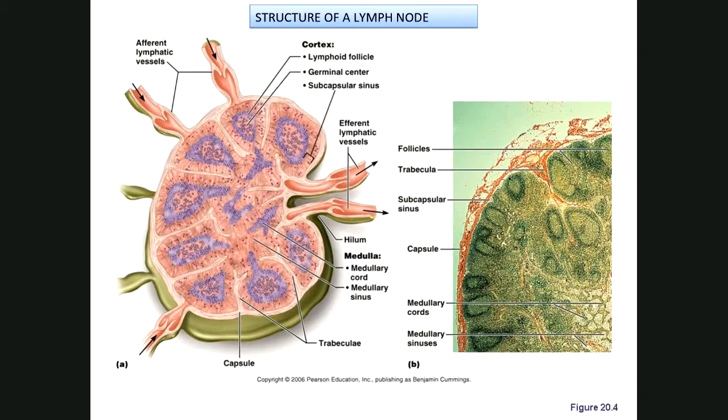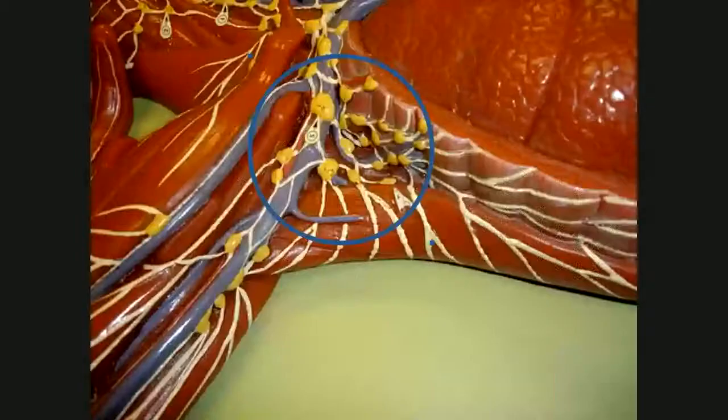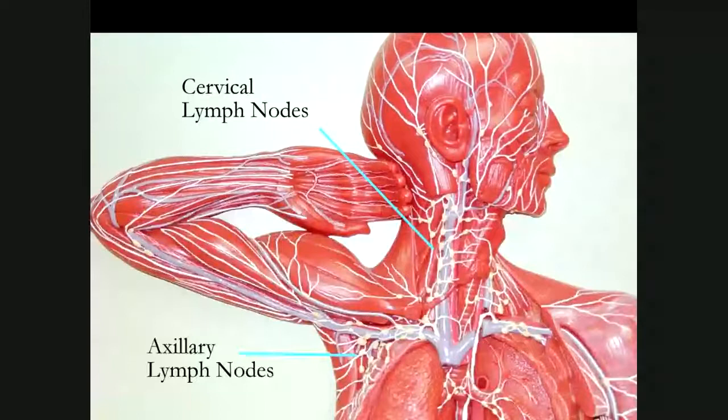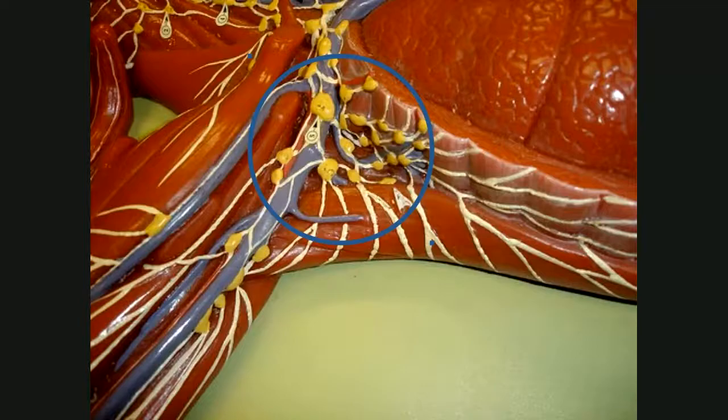But let's look at what the lymph nodes look like. So remember, they're named just for their location. They really aren't any different depending on where you are. They're pretty much all exactly the same. So look at a single lymph node. It looks something like this.